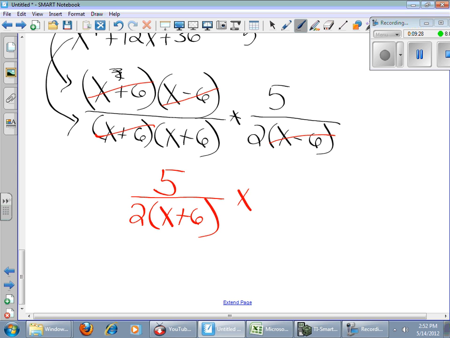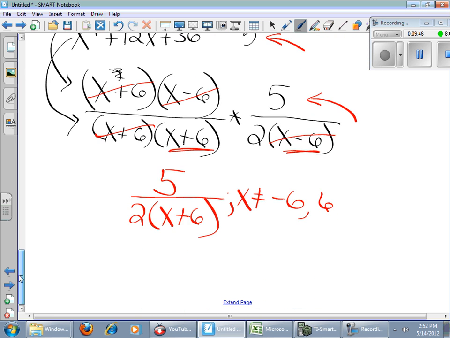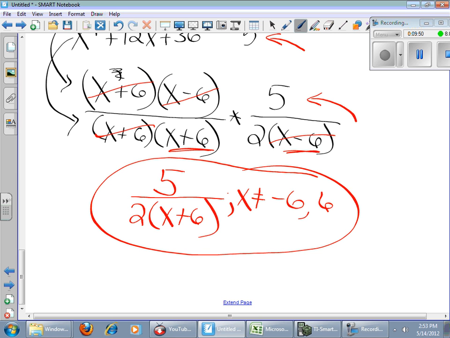For my restrictions, I know x cannot equal negative 6, positive 6, and I should really check this numerator because he used to be in the denominator, but since he's just a constant, he won't affect my restrictions. And there you go. That's the whole problem.